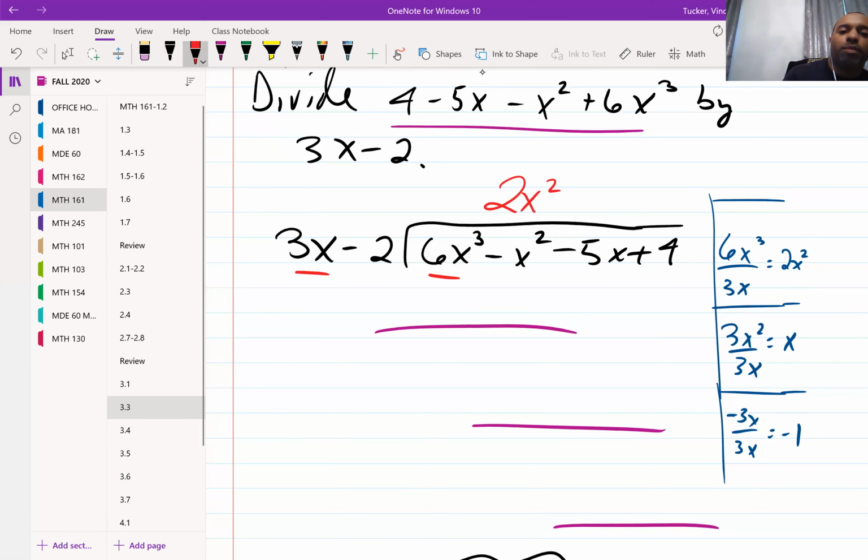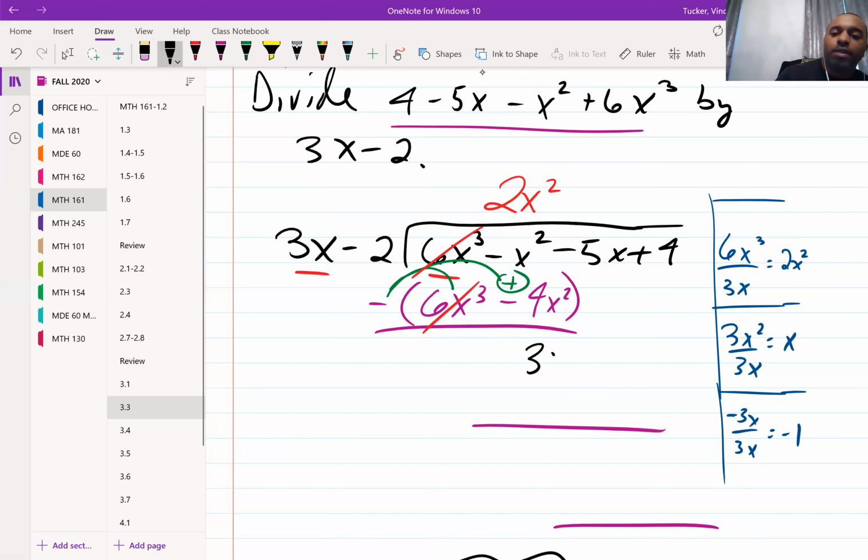Multiply that 2x squared to both of these terms on the outside. So that would be 6x cubed minus 4x squared. All right, don't forget to distribute that negative. 6x cubed will cancel, but that negative 4x squared is going to turn positive. So the result will be 3x squared. Bring down your negative 5x.